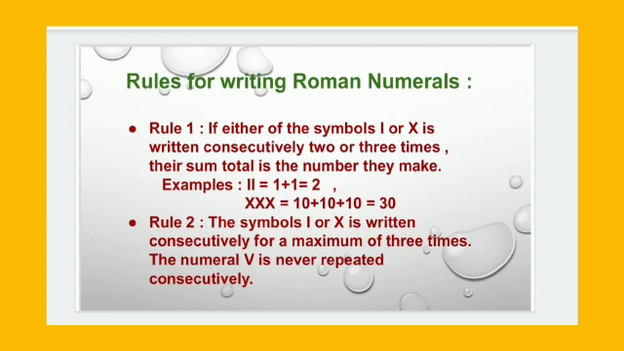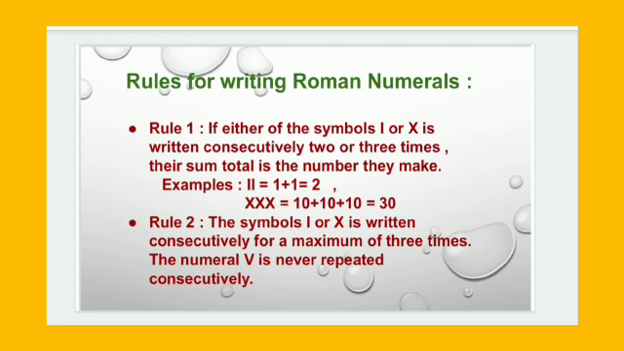Second example, 30. 30 means 10 plus 10 plus 10. Okay. So, here we have written 10 3 times. So, in Roman numerals, we can write it as 3 X's, XXX. Okay. X stands for 10. And 30 means 10 plus 10 plus 10. So, hence, here we use XXX. Okay. That is why the rule said that we have to see the sum total.